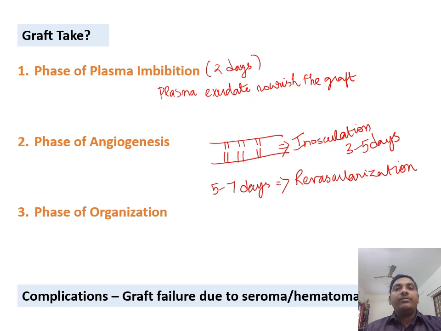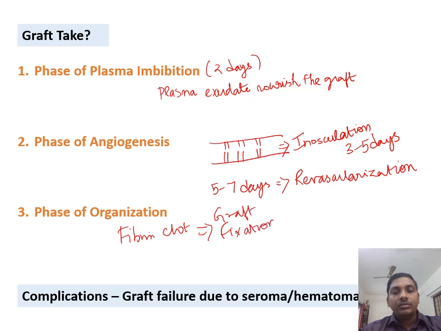The final phase is organization. Because of the fibrin clot formation between the graft and the recipient area, that is the granulation tissue, the graft will get fixed, that is, graft fixation will occur. This usually takes place between 10 to 14 days.